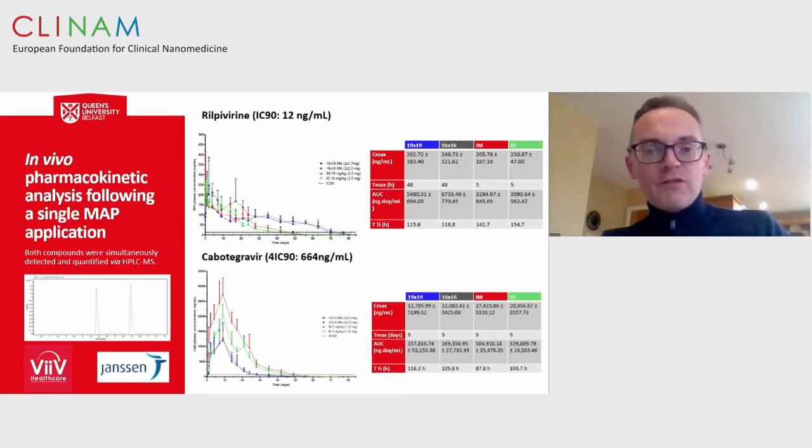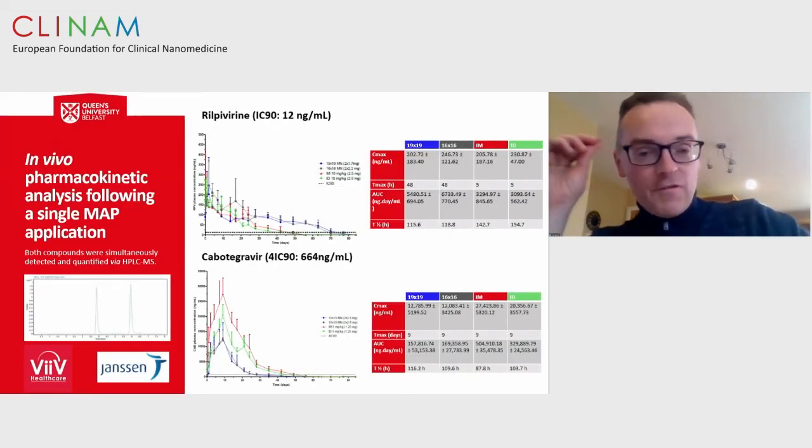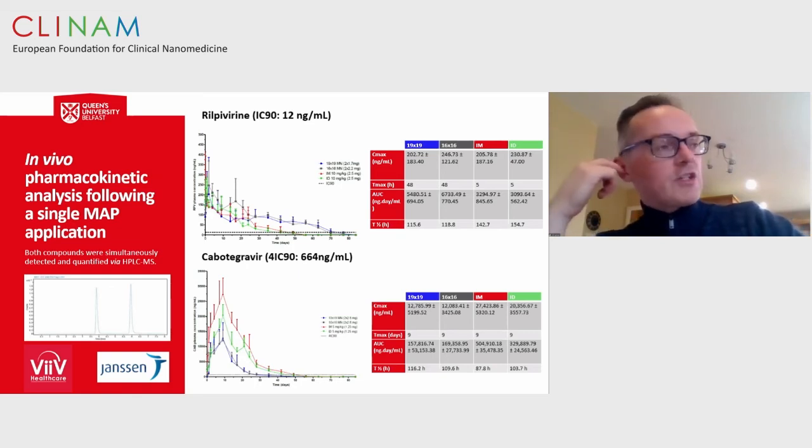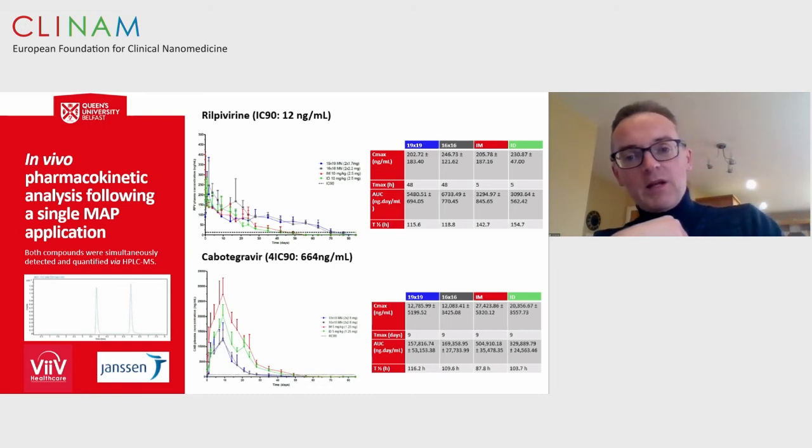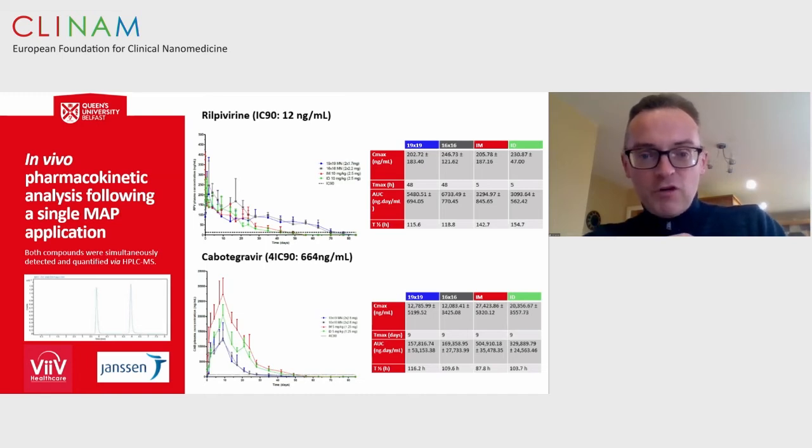We then wanted to look at co-delivery of rilpivirine and cabotegravir following a single application, where we applied both patches to the rats and followed the plasma levels over time and compared the density of the microneedles. So we had more microneedles on an array in one case and slightly less in another. We compared this with intramuscular and intradermal injections. For rilpivirine, we basically found that the microneedles performed better over a 70-day period. Over that period, they were above the IC90 value for rilpivirine, so they performed better than the injections. With cabotegravir, the overall exposure was less than for the injections, but again, we were getting quite good sustained release from a single patch application.